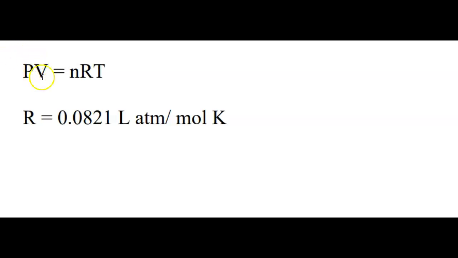Here's the equation. PV equals nRT. Get used to seeing it. You're going to see it a lot. P means pressure. For us, we're going to measure that in atmospheres. V is volume. We'll usually measure it in liters. N is the number of moles. R is this constant over here. And T is the temperature. And we're going to talk about the temperature in a second.